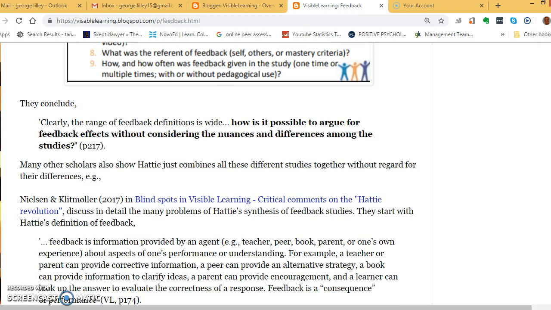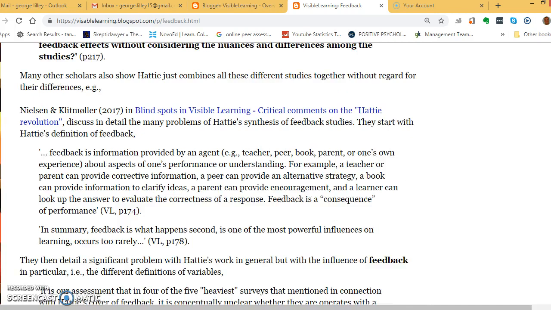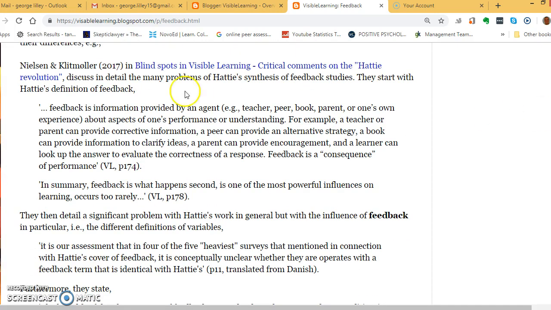So they then conclude, clearly the range of feedback definitions is wide, and they ask, how is it possible to argue for feedback effects without considering the nuances and the differences amongst the studies? I think that's a fair enough question. Many other scholars have found the same thing. In 2017, Nielsen and Klitmoller said the same thing, that the studies that Hattie used are disparate, and combining them together is sort of meaningless.